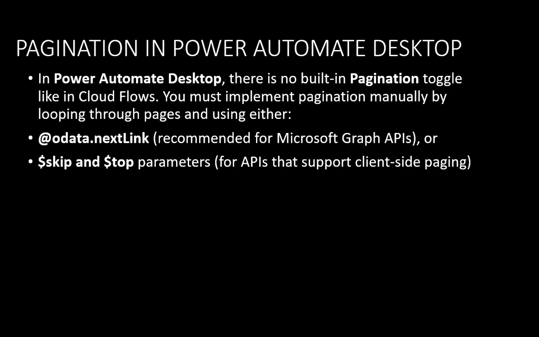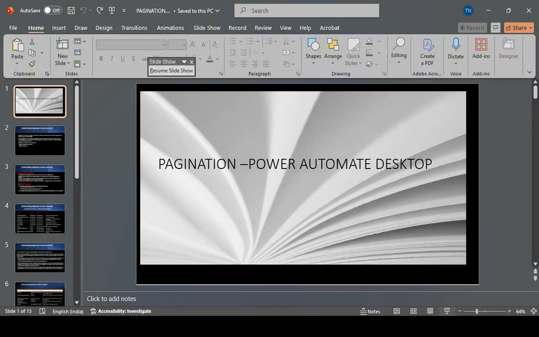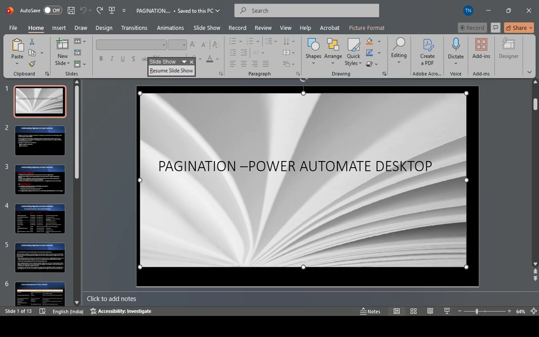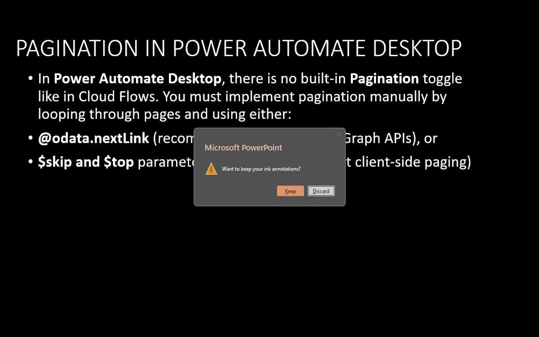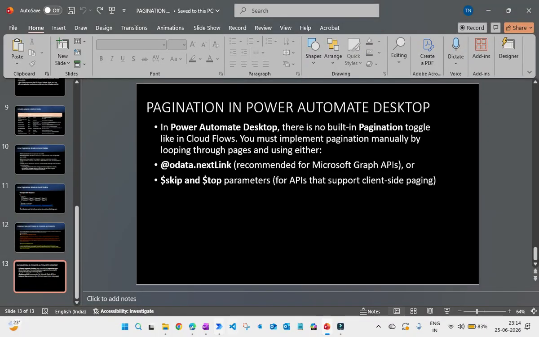Now coming to Power Automate Desktop, there is no built-in pagination toggle like in Cloud Flows. So you must implement it using do until or some looping mechanism. I will show you this now in Power Automate Desktop. Let's go to Power Automate.